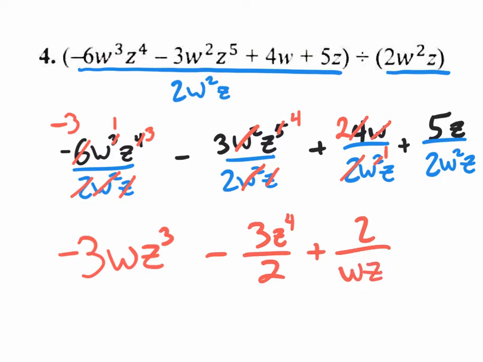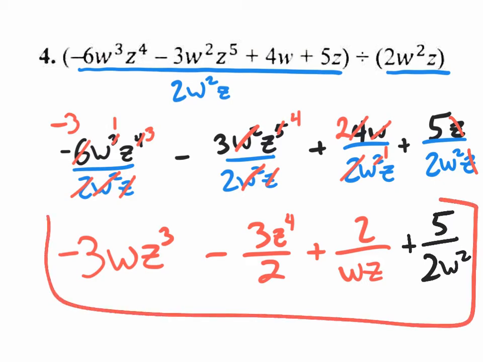And last but not least, is there anything I could cancel? Well, the 5's don't cancel. There's no w's, but there is a z and a z that cancel, so you could at least cancel out those z's. So your final answer there is 5 divided by 2w squared. That is the answer.